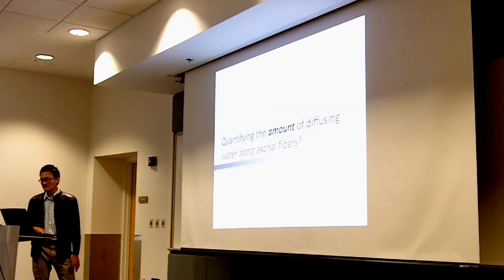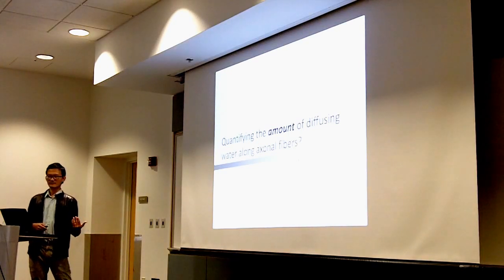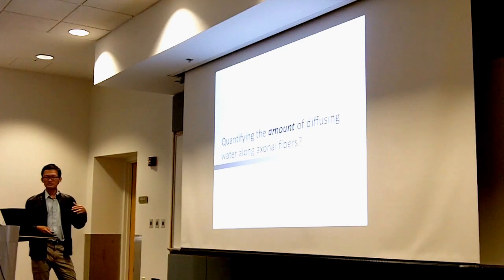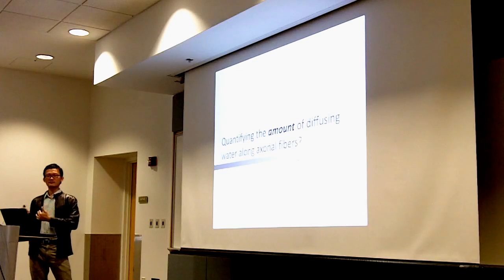So instead of using diffusivity as the main dimension, which has a problem: you can only show the overall diffusivity, and it has a partial volume problem. Here I try to change the mindset. Instead of using diffusivity, I try to quantify the amount of diffusion. So there's a different way to look at the data.